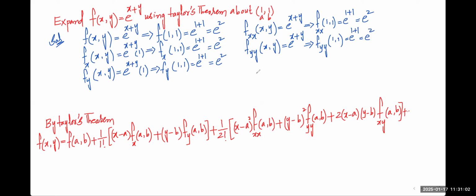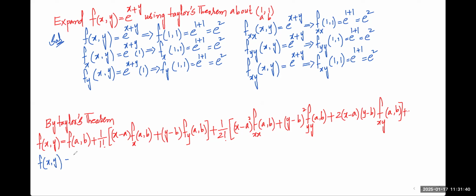Now fx with respect to y, of x comma y. Here x with respect to y, the same answer. This implies fxy at 1 comma 1 is equal to e power 1 plus 1, that is equal to e square. After getting all the values, simply put them here. Before that, just put the value a as 1 and b also 1 in our formula.